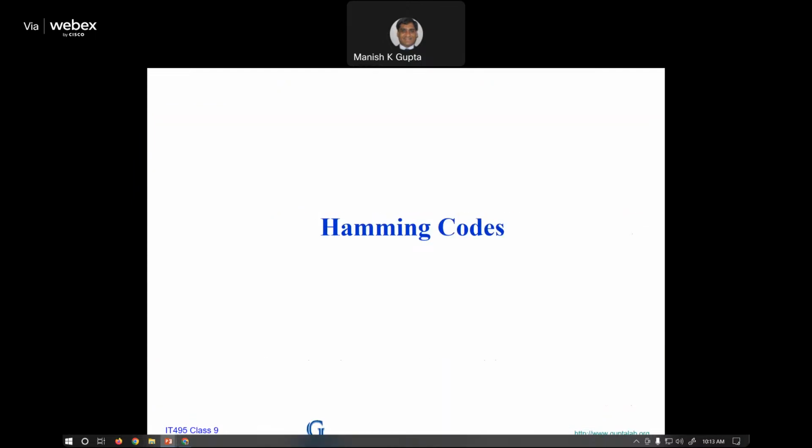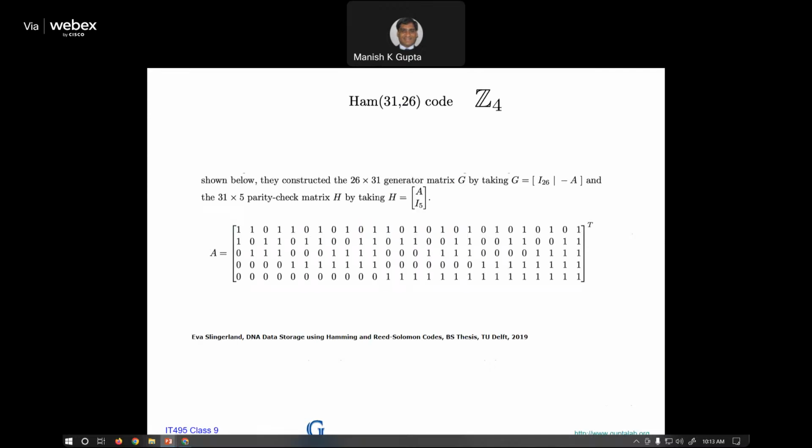So they have used Hamming codes. You know about the Hamming codes, especially over the binary or the Galois field, right? They've used a slightly different version over Z4, the ring of integers modulo 4. They have used the following code, a [31,26] code over Z4. What they did, they constructed a 26 by 31 generator matrix G by taking [I26 | minus A]. You remember this is the standard generator matrix form, right?